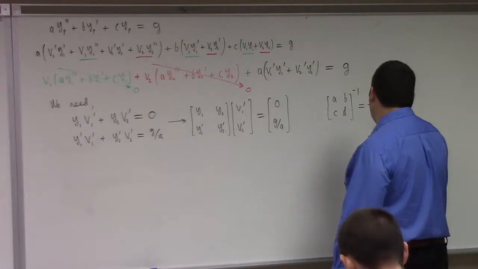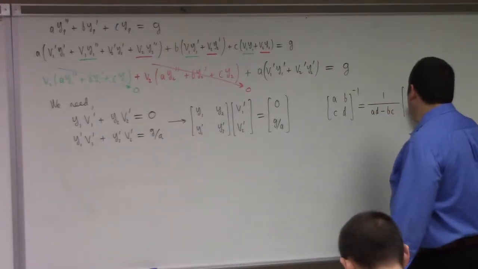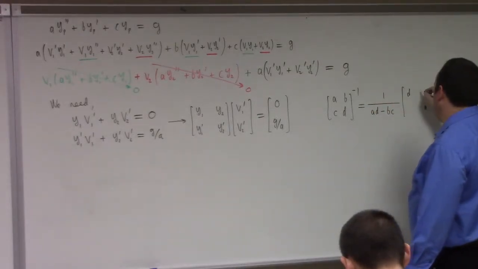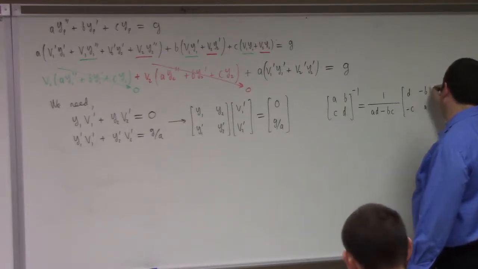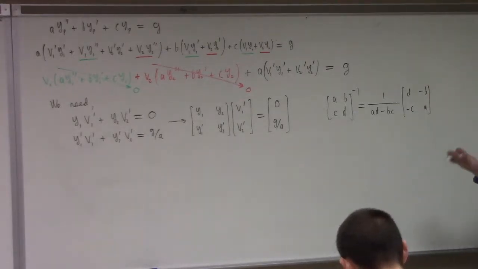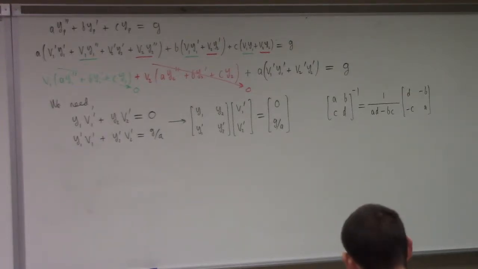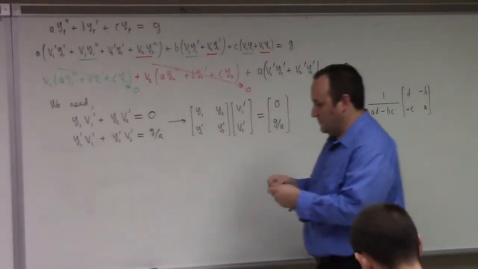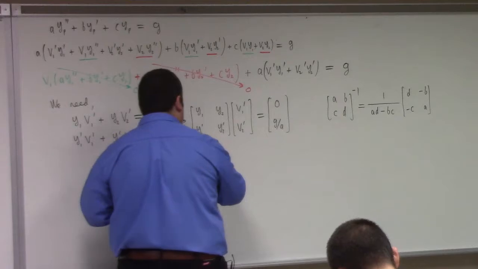Is you do AD minus BC, flip the diagonals, put minuses on the off diagonal, like so, and this is the formula for a 2 by 2 inverse. Inverse of a 2 by 2 matrix is that. So here's generically, let me just talk about this symbolically, what this equation we're looking at is. It's something like this.